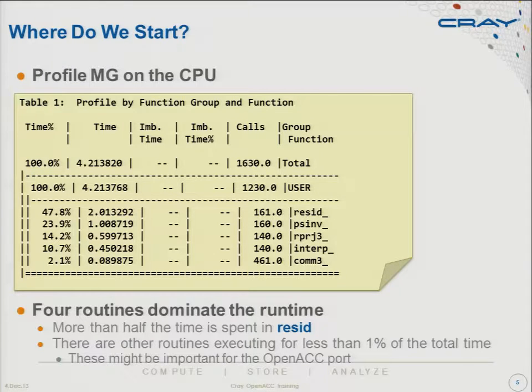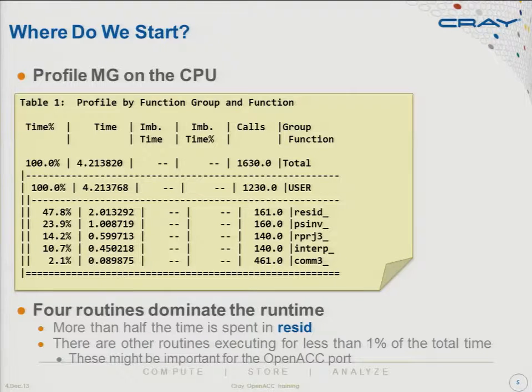So when you run it, you see that there are essentially 4 routines that dominate the runtime with this proportion of the runtime. There are other routines that are executing, but they take less than 1% of the total time. When you do a pat report, by default, anything taking less than 1% of the time isn't shown. There's a flag -T if you want to see everything. The point of these is that insignificant routines can still be needed in an OpenACC port because you want to process data on the GPU all the time.